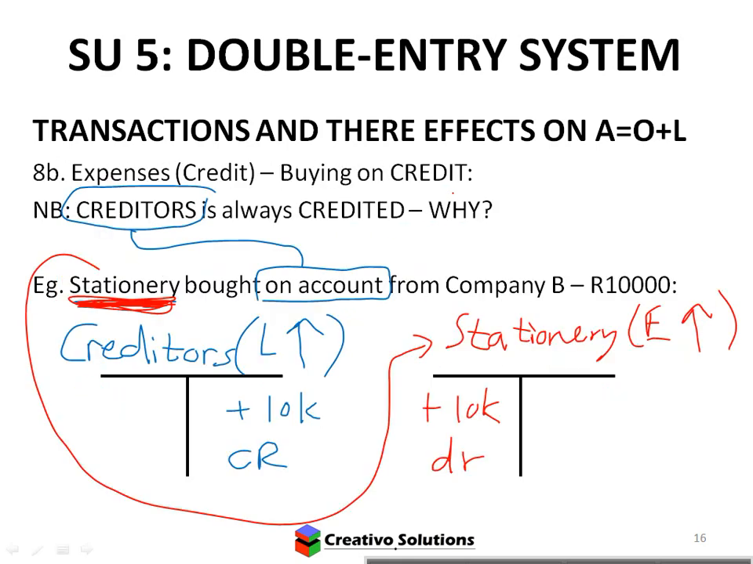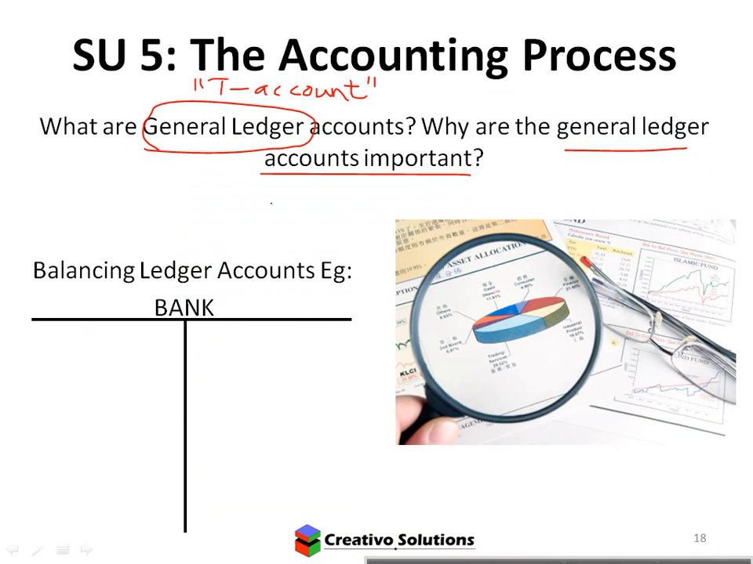A ledger, which is what we're looking at here, is analyzing a specific account. That's the key. We're looking at analysis. If I look at bank, I can analyze what's happening in the bank account. I can see if the bank is going up, or going down. And I can see why the bank is going up, or why it is going down.